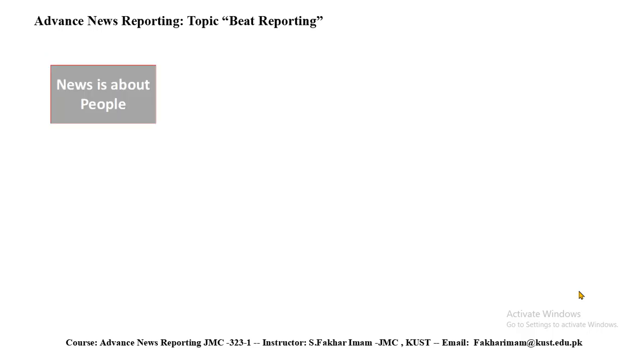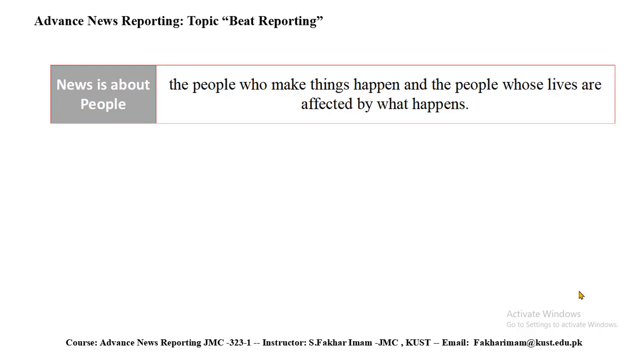As we know, news is about people, the people who make things happen and the people whose lives are affected by what happens. Beat reporters have the advantage of getting to know the people on their round and can therefore tell the news in more human terms. Knowing the people on the beat has another advantage. Some of the people you deal with will be honest and others will be dishonest, and some will be actively political and others will not.